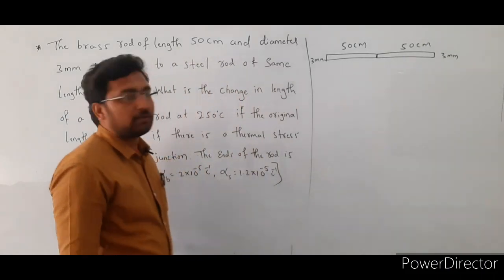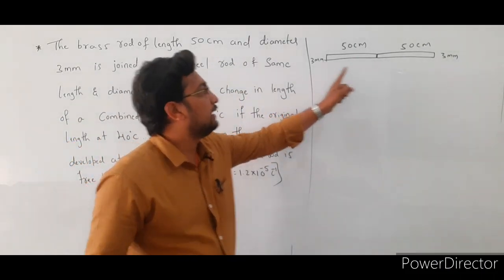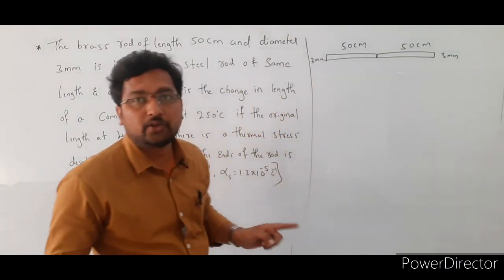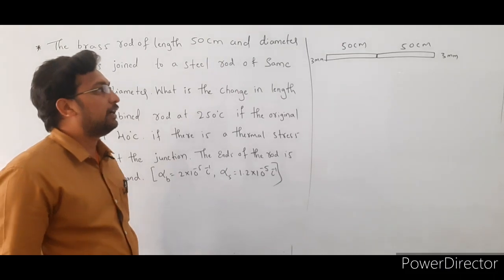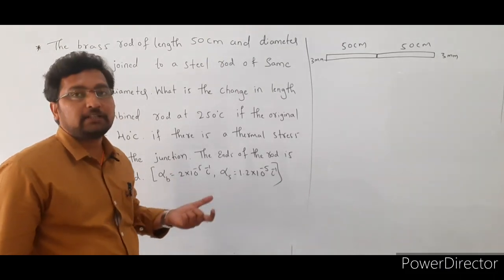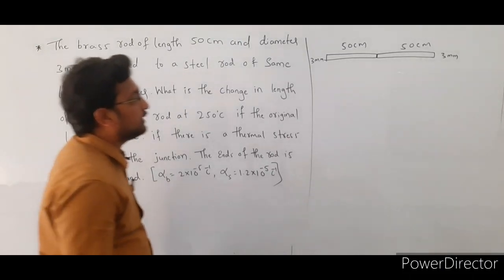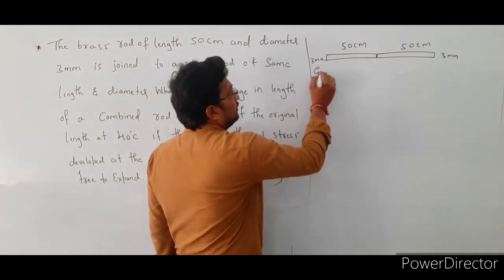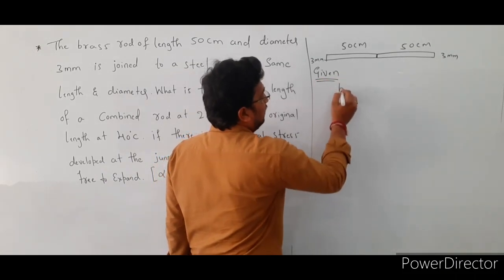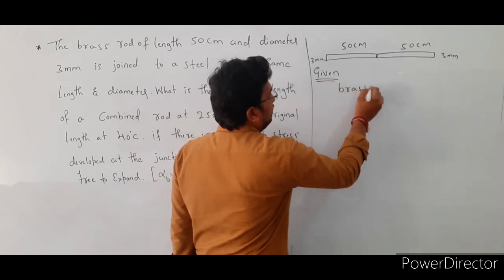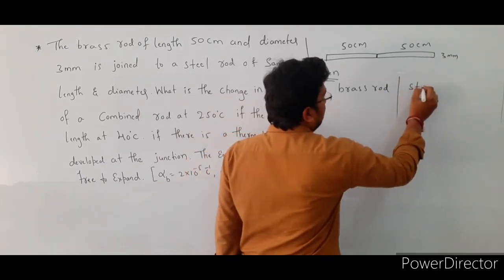Here they mention one more condition: the both ends of these rods are free to expand. First, we are going to find out the change in length of the combined rod. Let's write down the given terms here. What are the given terms? The length of the steel and the brass wire or rod. This is the brass rod and this is the steel rod.